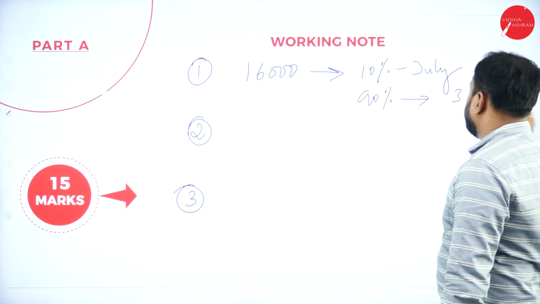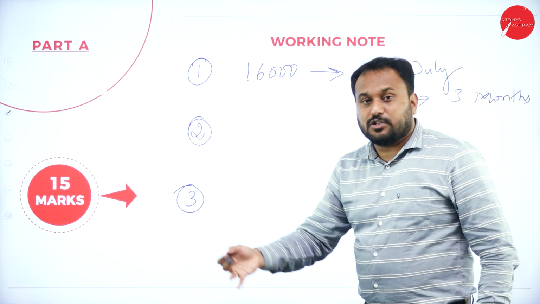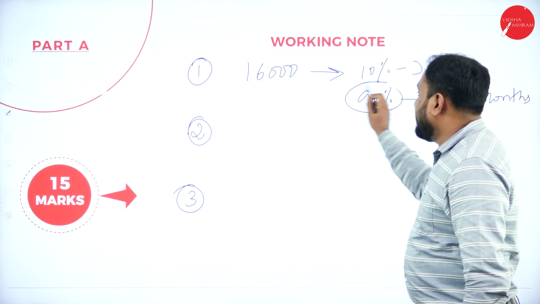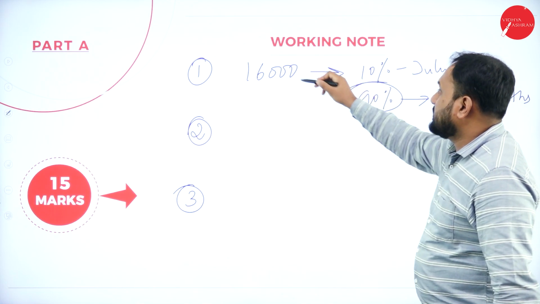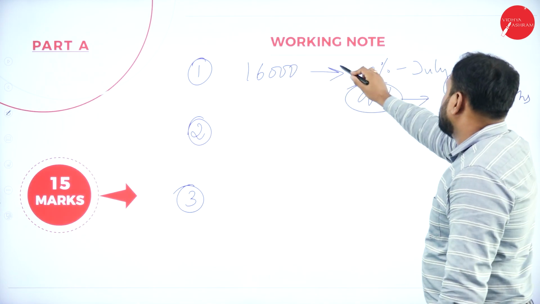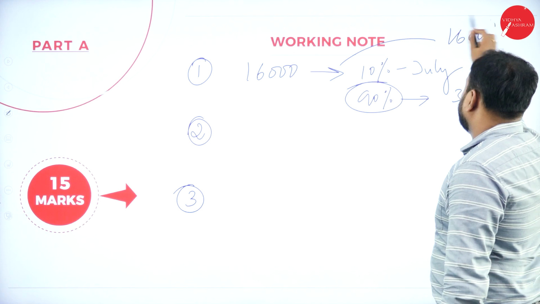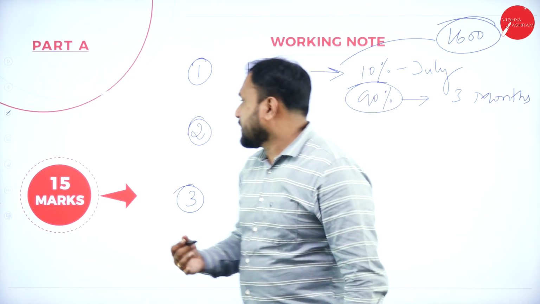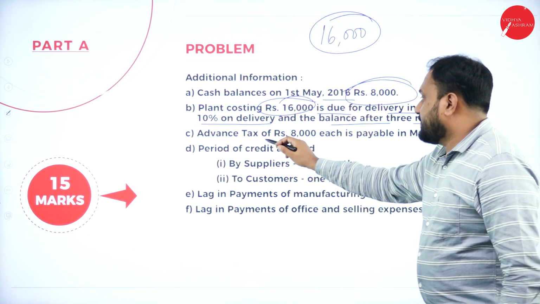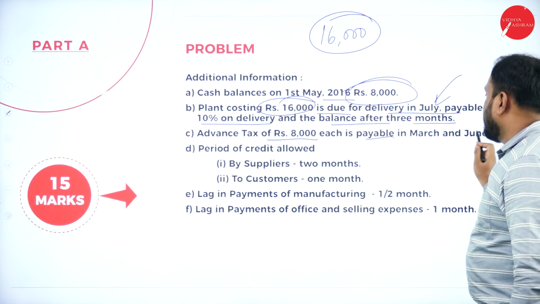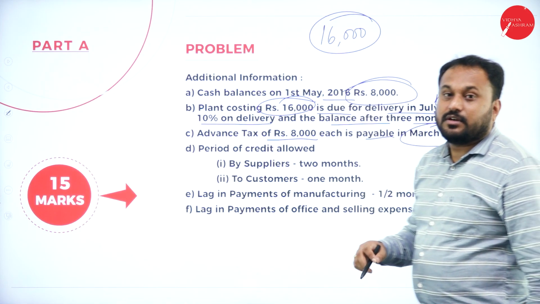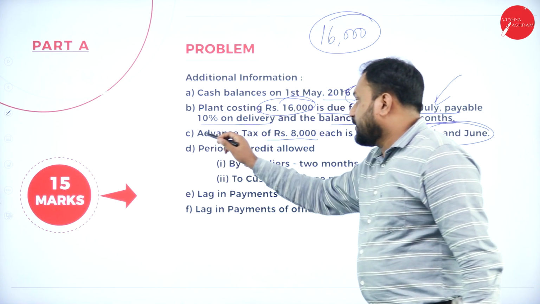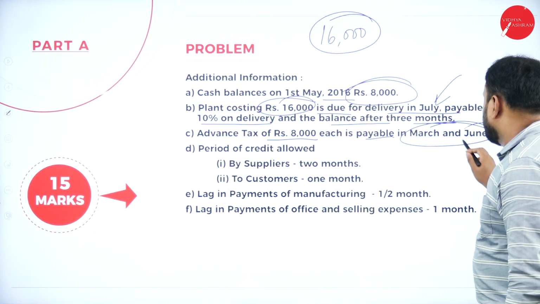That is after July, that is August, September, October. But are you preparing for August, September, October? No. So this 90% entry will not come. Only 10%. 10% of 16,000 is 1,600 rupees, which will come in the July format. That is how you are supposed to go with working notes. Next, advance tax of rupees 8,000 each is payable in the month of March and June. So are we supposed to prepare for the month of March? No. That means this advance tax entry will come only in the month of June for us.